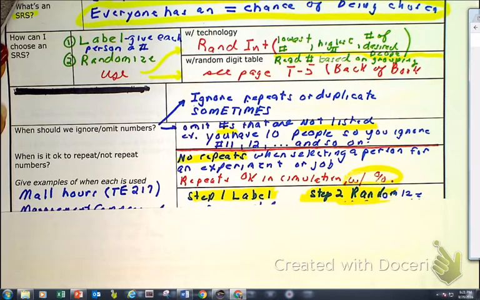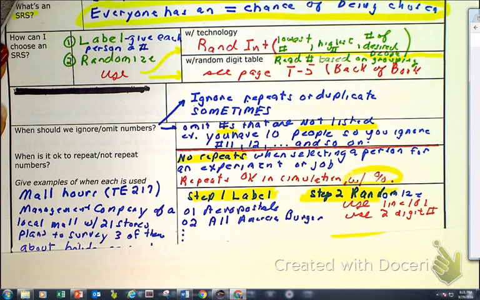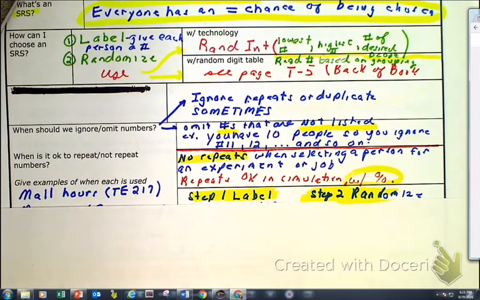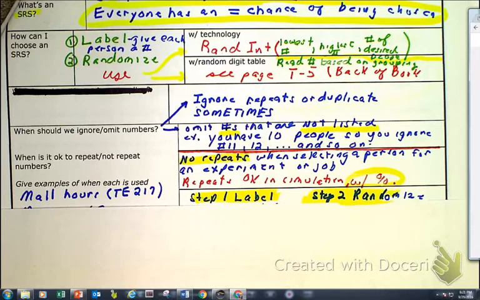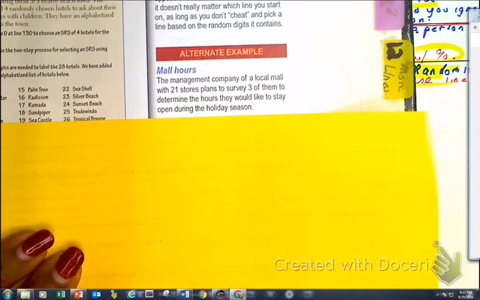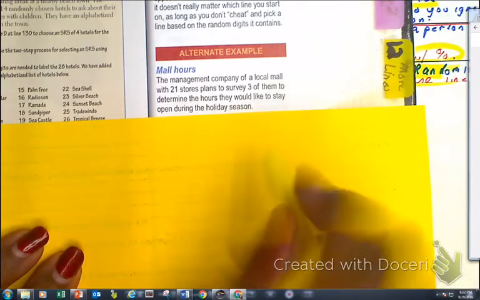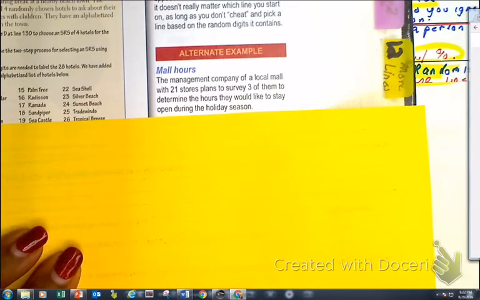So here, I'm going to show you this. I want you to put in this example. No, this is not in your book, sorry, it's the Teacher's Edition. As we can see here, you have a management company. Take a minute to read it.